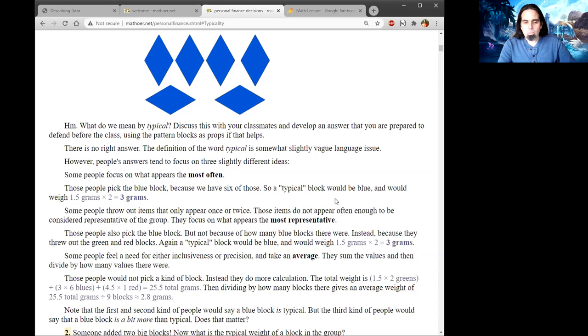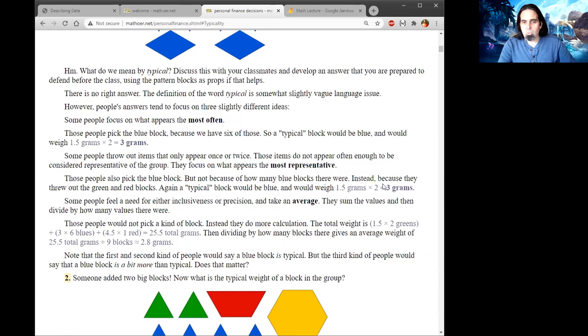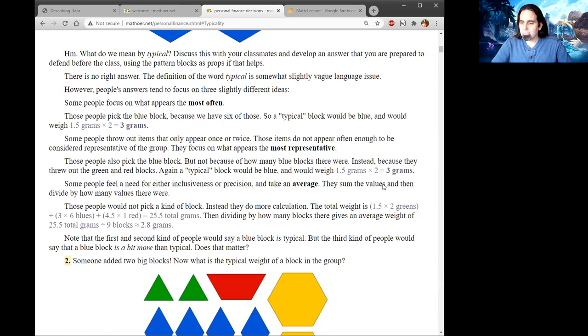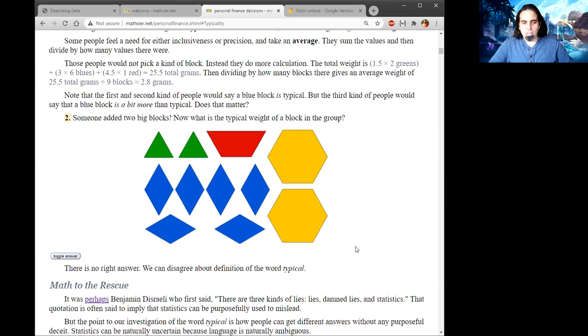Let's try it again. Let's add 2 big blocks. Now what's the typical weight of a block in the group? Again, there's not quite a right answer.